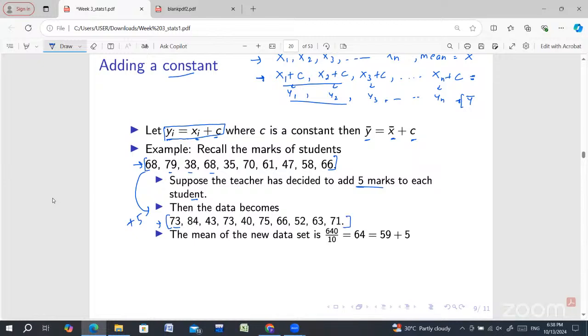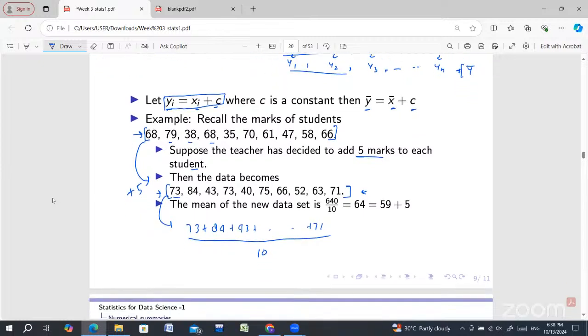Now if you find the mean for this data set, you will add all the values, like 73 plus 84 plus 43 up to 71, divided by the total number of observations. There are 10 observations. So it will be 640 divided by 10, which is equal to 64. Now you can see it is nothing but the mean of the previous data, x bar, plus the constant that you have added to each data point.